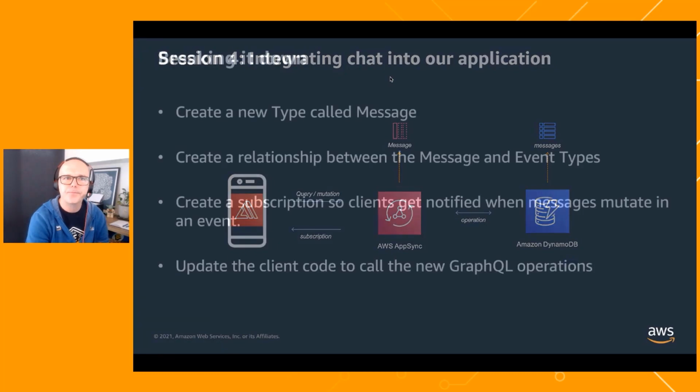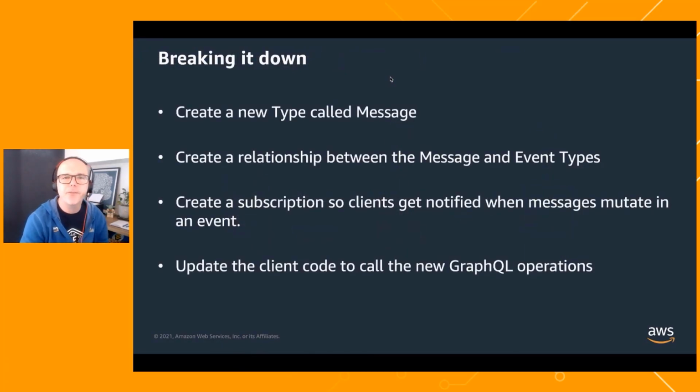So what does that look like? What sort of steps do we need to do? Breaking it down, the first thing we need to do is create a new type. A type, if you remember from previous episodes, is how we define an object in a GraphQL schema. For this one, we're going to have a type called message. After we do that, we need to create a relationship between a message and an event type. An event type, if you remember, is the entire container of each event. The idea being that each chat session is tied to a particular event. So if I go to race A, I can only talk and message people who are at race A, and likewise in any other race.